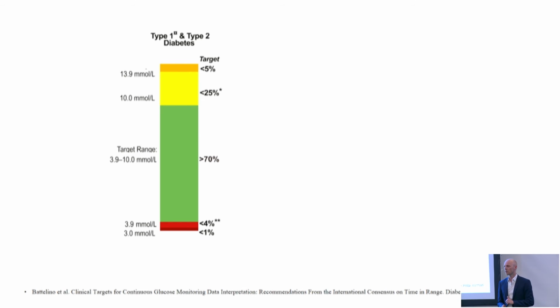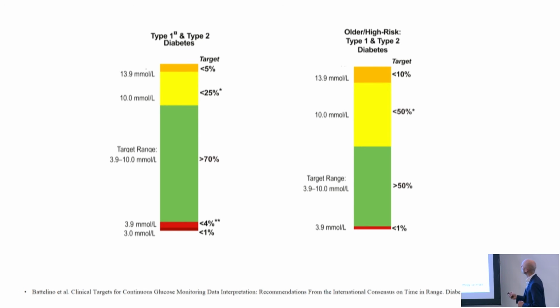There are different guidelines for CKD patients. They suggest older, high-risk patients with type 1 or type 2 diabetes should spend more than 50% in range and less than 1% in hypoglycemia. And I think this reflects the KDIGO guidelines, where they suggest that it's okay that HbA1c goes up as the kidney function deteriorates. The reason for that, I think, is the fear of hypoglycemia in these patients.